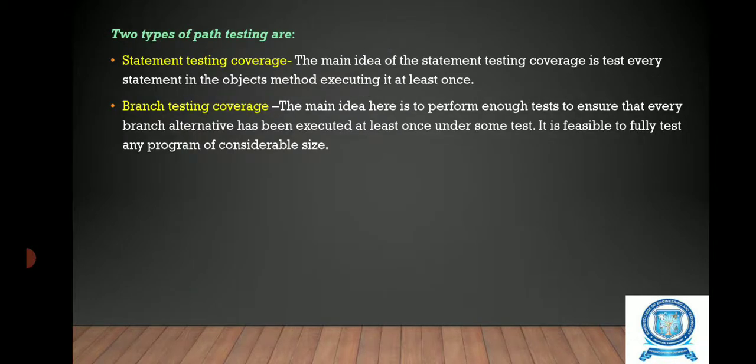We have two types of path testing: statement testing coverage and branch testing coverage. The main idea of statement testing coverage is to test every statement in the object method, executing it at least once. The main idea of branch testing coverage is to perform enough tests to ensure that every branch alternative has been executed at least once under some test. So it is feasible to fully test any program of considerable size.